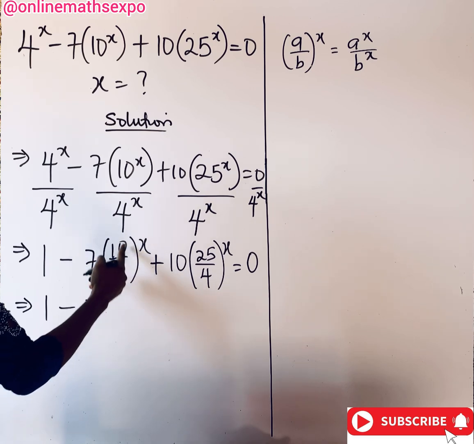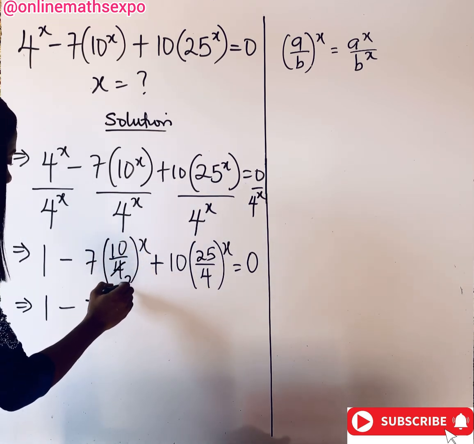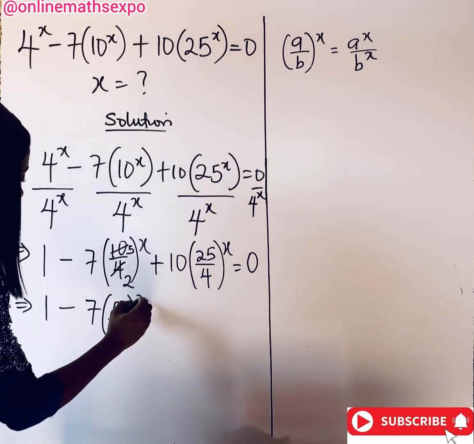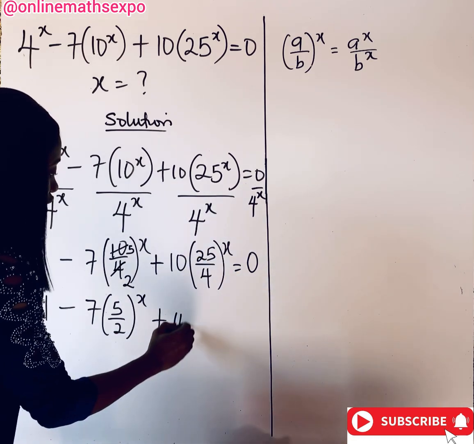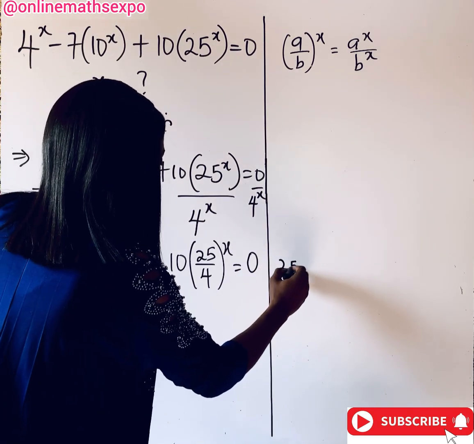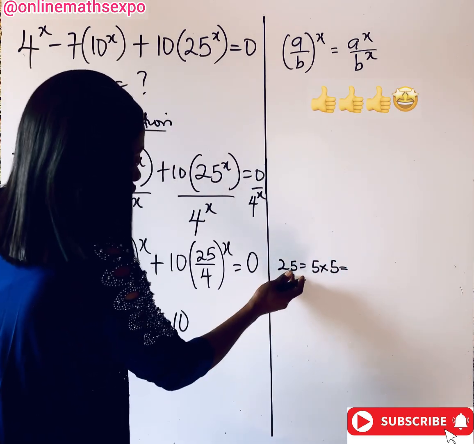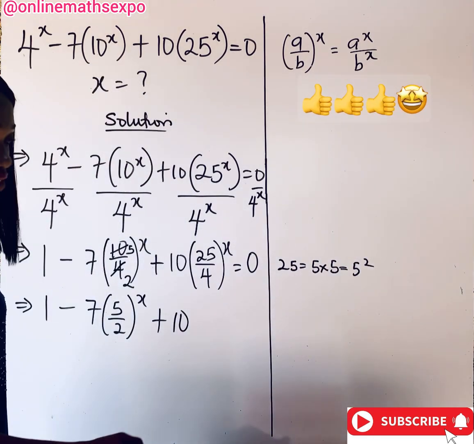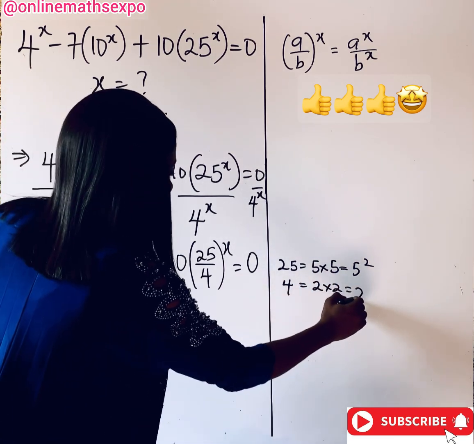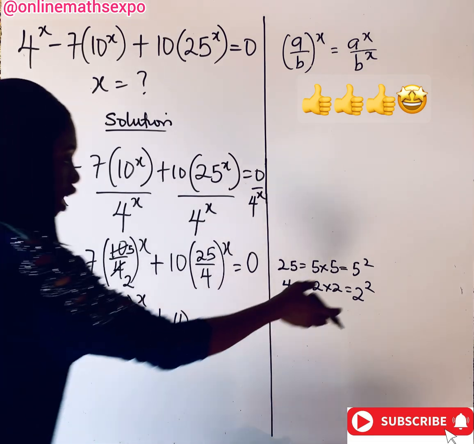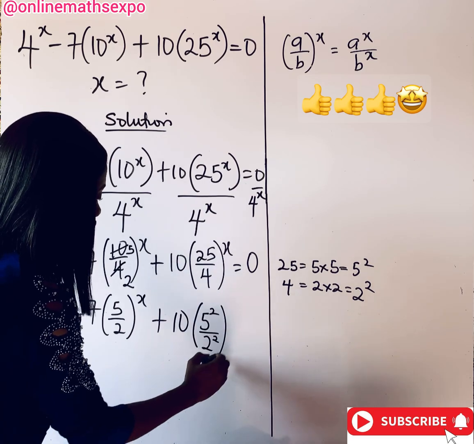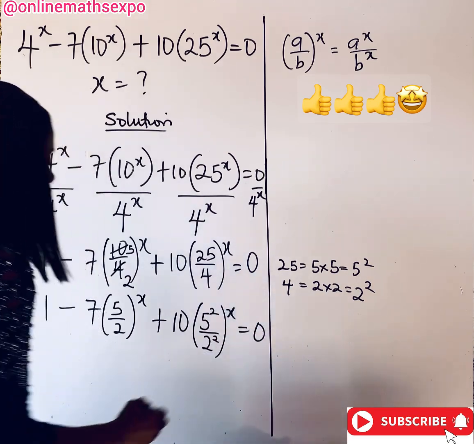You notice you can simplify this, you can reduce it. 2 can divide this, and 2 can divide this, so you are having 5 over 2 to the power of x plus, for this you know you cannot divide this, but you remember 25 is a perfect square. And if 25 is a perfect square, it means that 5 times 5 will give you this, to give you 5 squared. Did you see that? 4 is also perfect, and 2 times 2 will give you 4. So 2 raised to power 2 is the same as 4. So let's apply it here. So we're going to have 5 squared over 2 squared, all raised to power of x, is equal to 0.